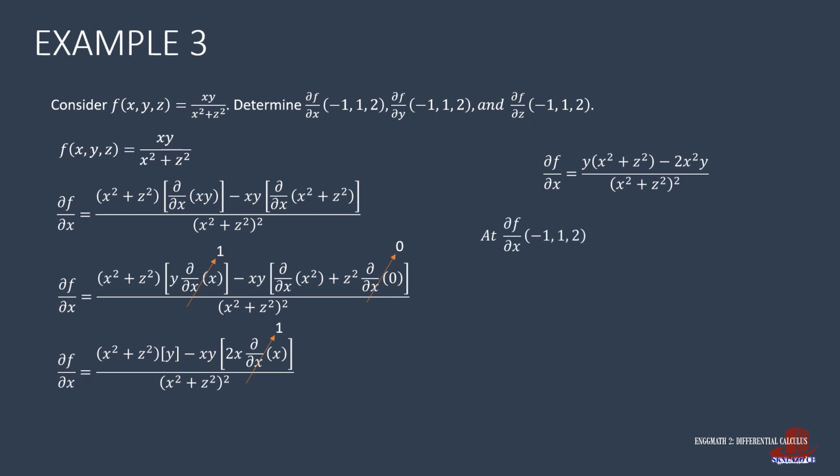With the required coordinates plugged into the function, we get the partial derivative of f with respect to x as 3 over 25.